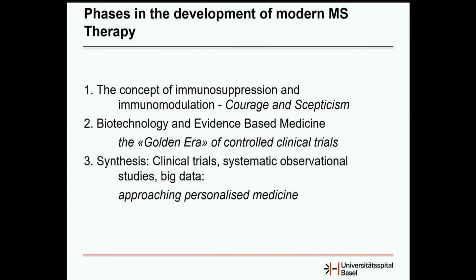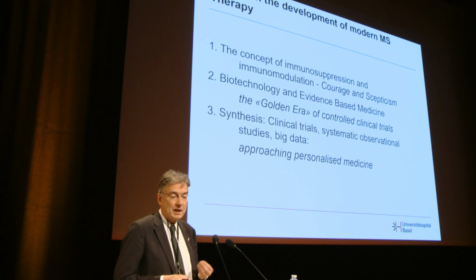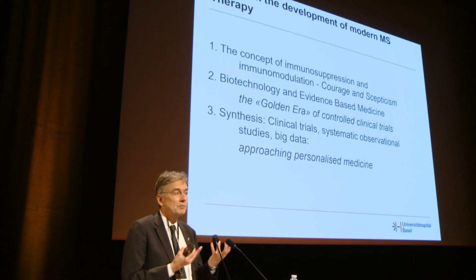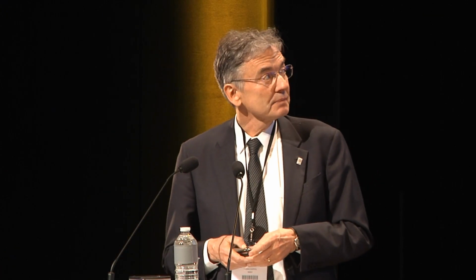So if we try to categorize the development of modern MS therapy, I think we can have 3 phases, and we are now at the end of the second, in my opinion. The first was the concept of immunosuppression and immunomodulation, with courage but also accompanying skepticism in the first years, and Rennes and people working here have had an important role in that. Then biotechnology enters the field, and evidence-based medicine. I think we can call that the golden era of controlled clinical trials in MS, and now we need something more. We need a synthesis of clinical trials and systematic observational studies, combined with the concept of big data analysis, and finally to approach personalized medicine.